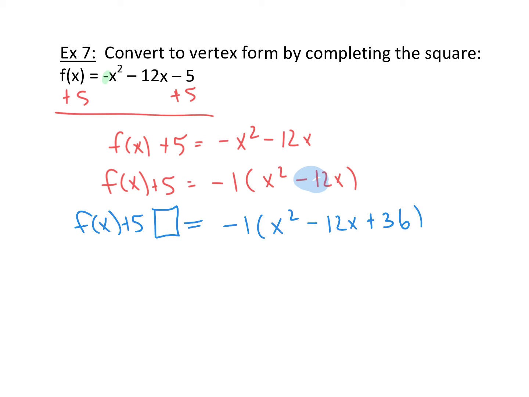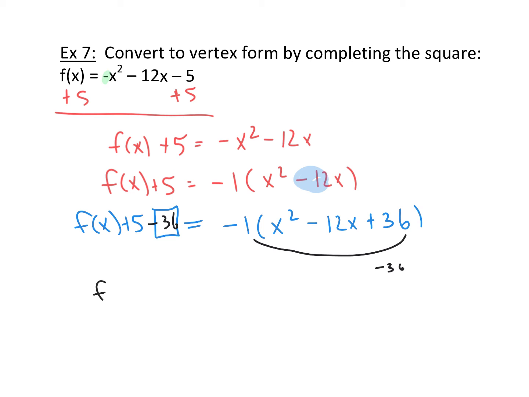On the left side, I am not adding 36 because that 36 is really times -1. So whatever this product is, which is -36, that's what I do to the left side. I'm going to subtract 36. So if it comes out to be a positive, you're adding to the left. If it comes out to be a negative, you're subtracting from the left.